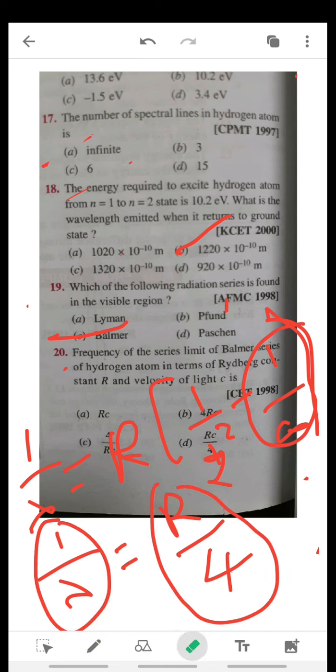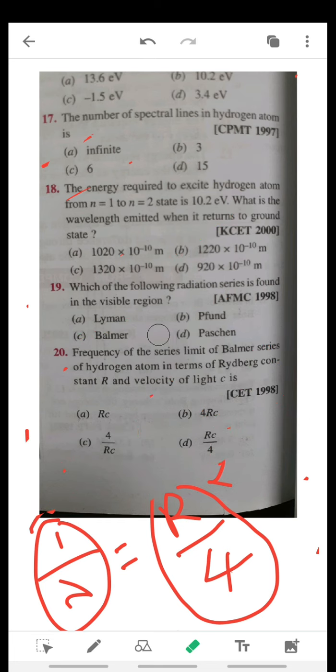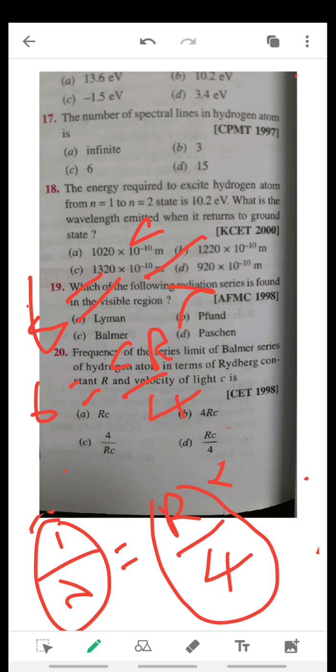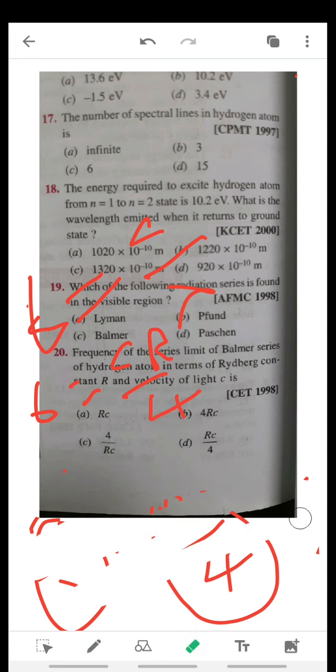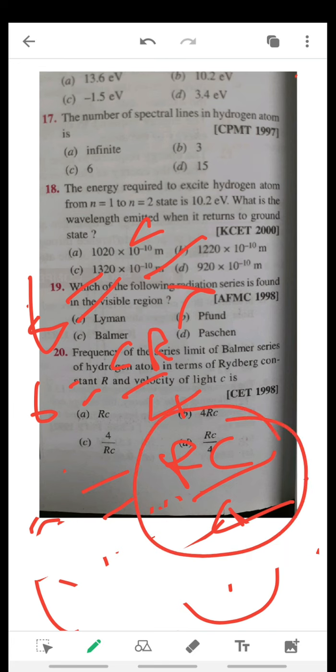Now the 1 by lambda value is calculated. We know the relation between wavelength and frequency: f equals c divided by lambda. So f equals c times 1 by lambda, and 1 by lambda is R by 4. That means c divided by 4 over R, or we can write it as RC divided by 4. RC divided by 4 is the answer.